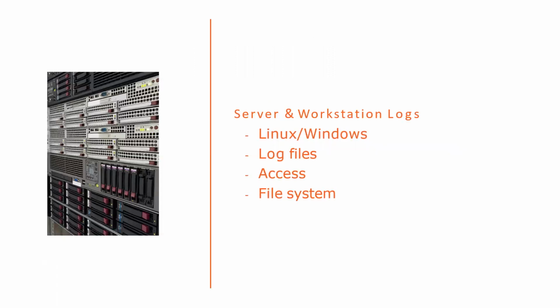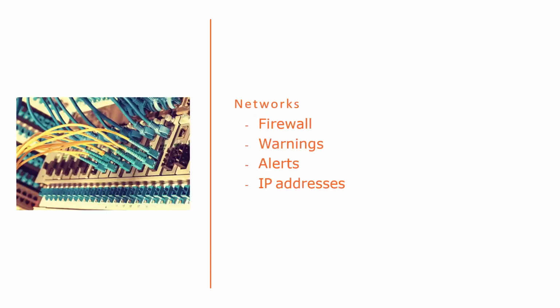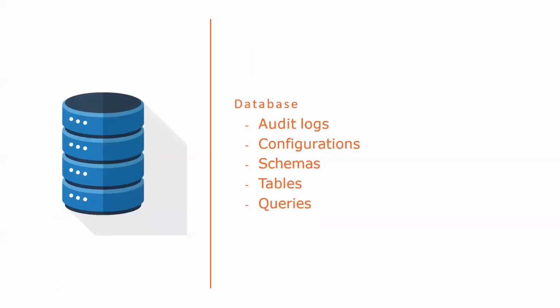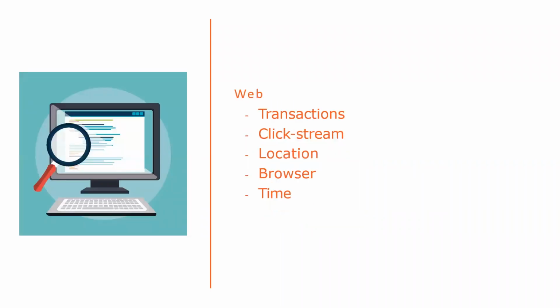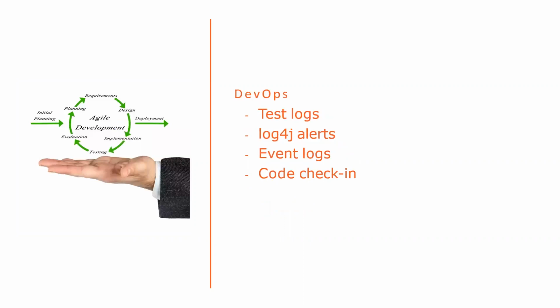So which logs are you going to work with? To be honest, I don't have your project visibility, but most of the time, you work with server and workstation logs, which may include Linux logs, Windows logs, access logs, file system logs, or network firewall logs, warnings, alert logs, IP addresses and all, database audit logs, configuration logs, schema logs, table logs, queries and all, web transaction logs, clickstream logs, location logs, browser logs, and time. DevOps logs also, like test logs, log4j alerts, event logs, code checking and all.